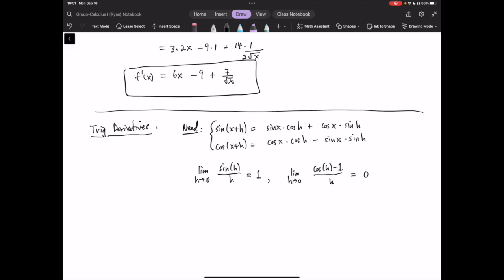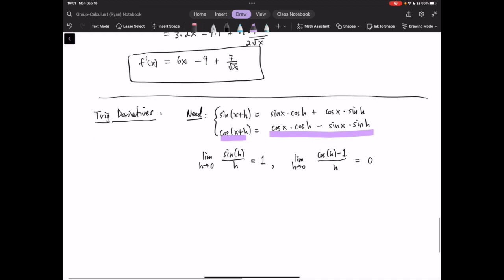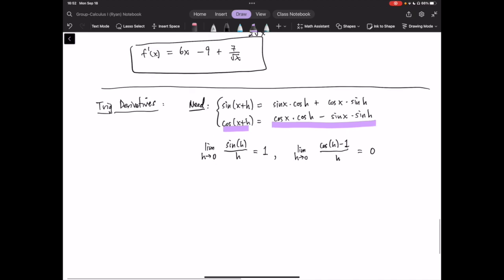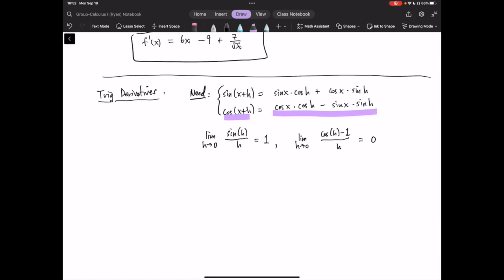By the way, be prepared to work out this derivative of cosine of x plus h on a quiz. I underlined that and said be prepared to do this formula. You don't have to prove this sum or difference formula, but you have to be able to use it to take the derivative of cosine. Let's just do the derivative of sine here, and then you'll see why.